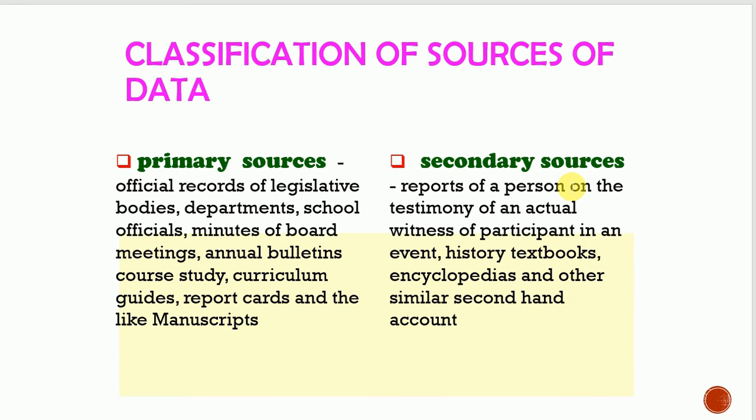Secondary sources naman, maaaring may report ng isang person, no? Testimony siya, actually witness siya, no? Participant siya sa isang event. Yan, mga secondary sources, no? Kung kaya naman dito, history textbook, no? Pag nagbukas ka ng library, makakita ka ng mga textbook, nandoon yan, ng encyclopedia. Mga second-hand account, kumbaga, parang ganun.